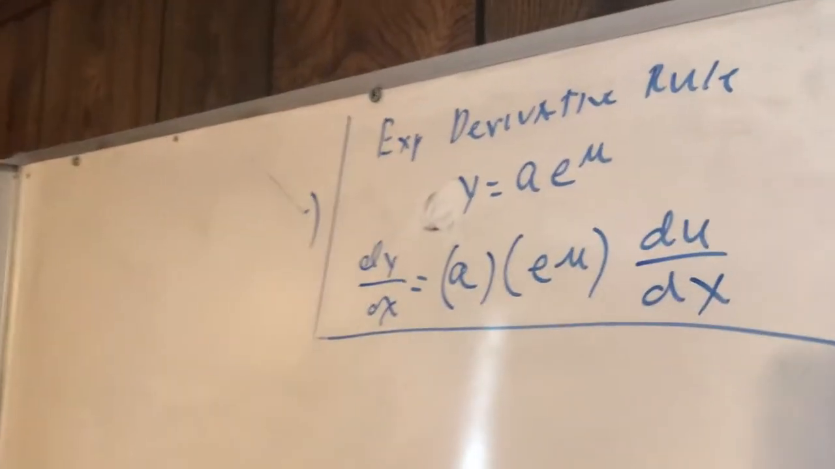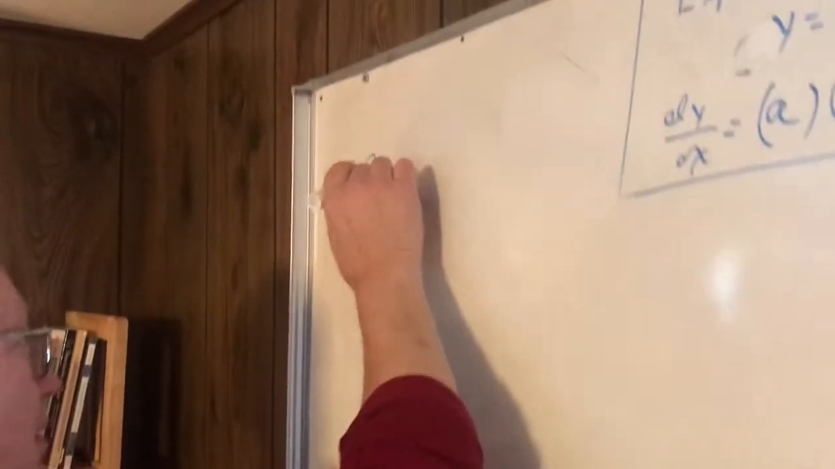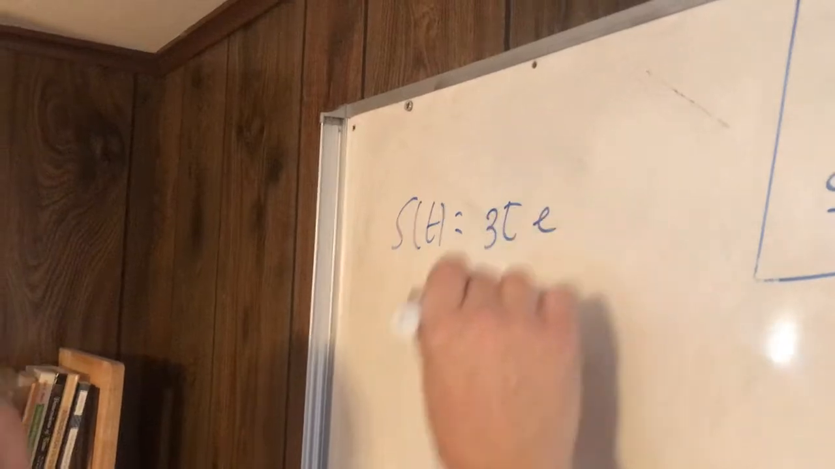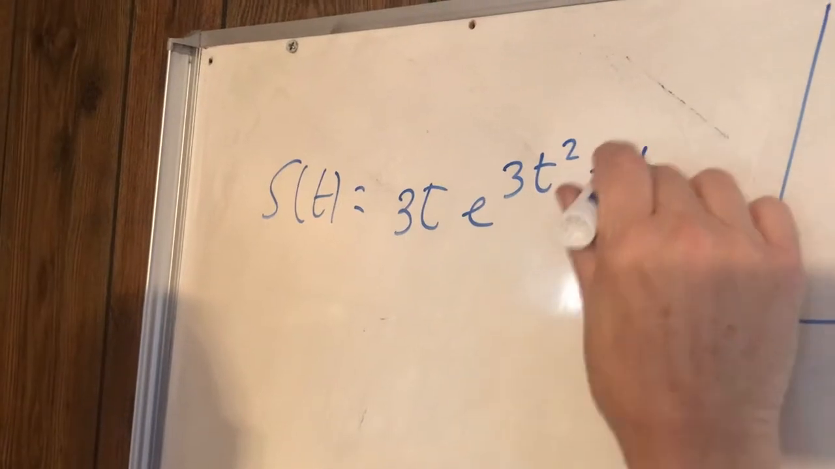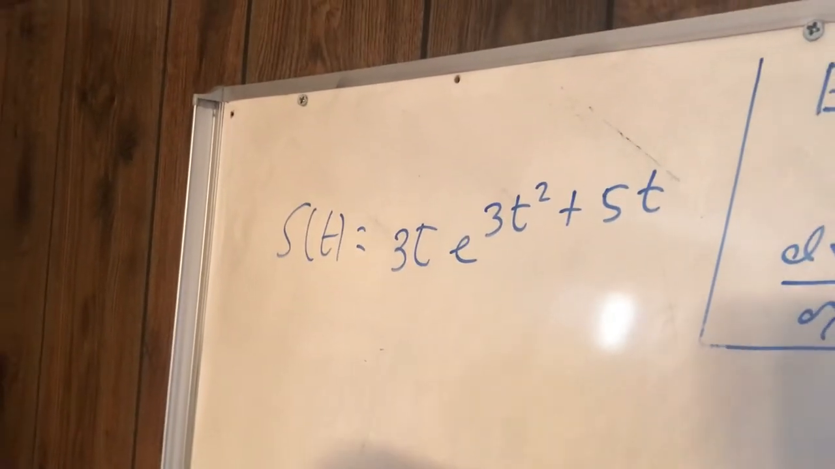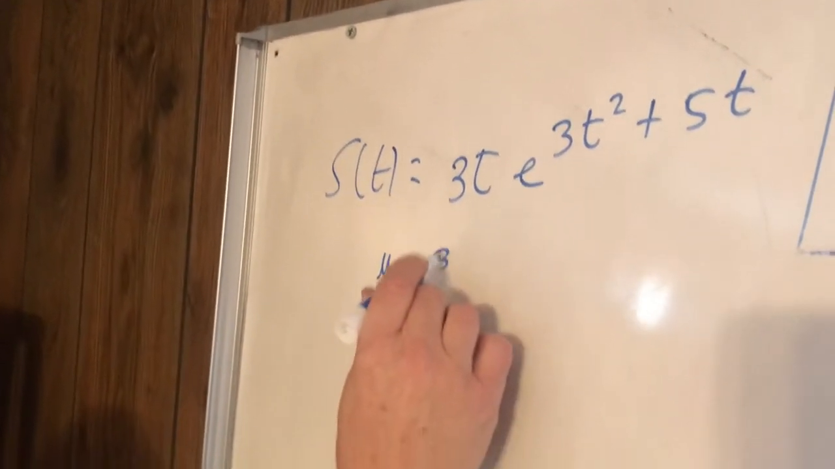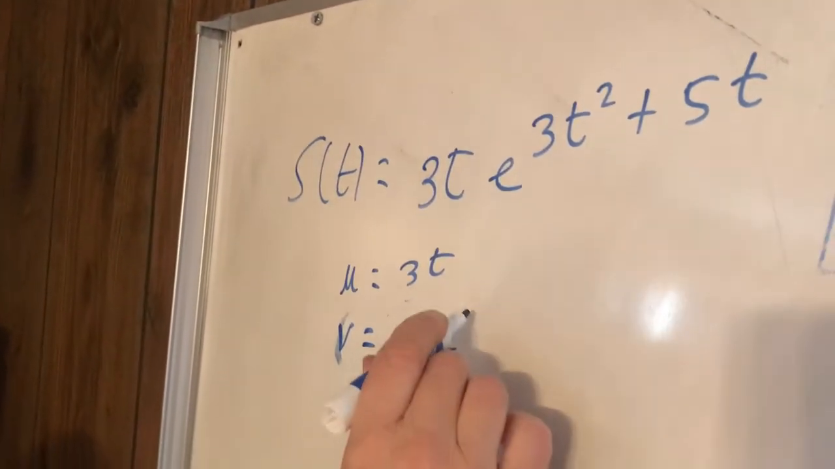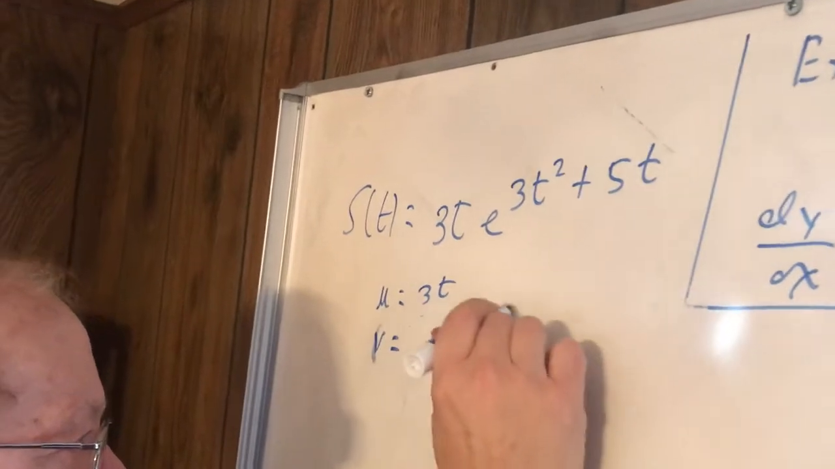So let's take one a little bit harder than before. S of t equals 3t e to the 3t squared plus 5t. Well, what do I have here? I have 2 functions. I have u equals 3t, and v equals e to the 3t squared plus 5t.